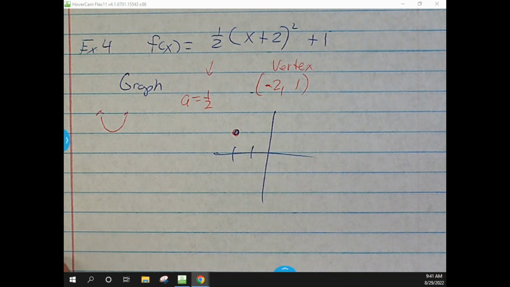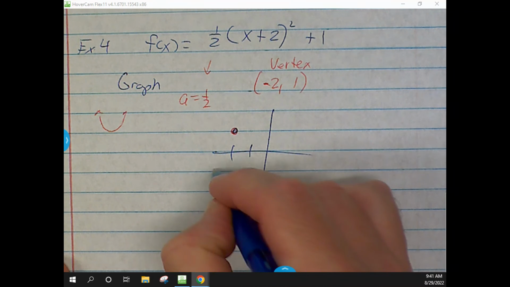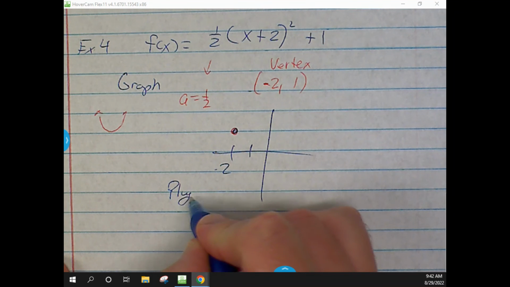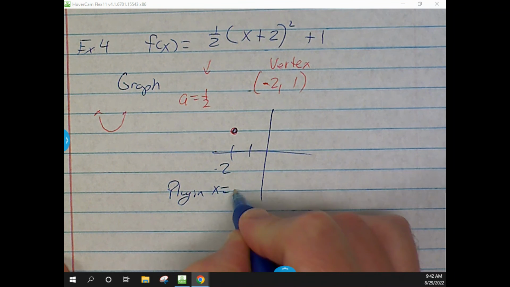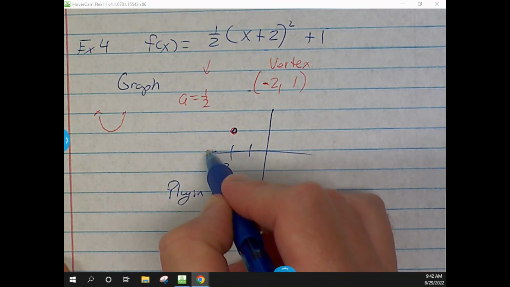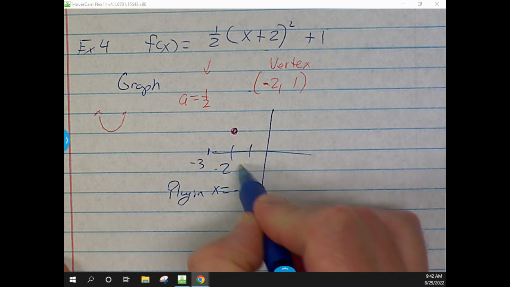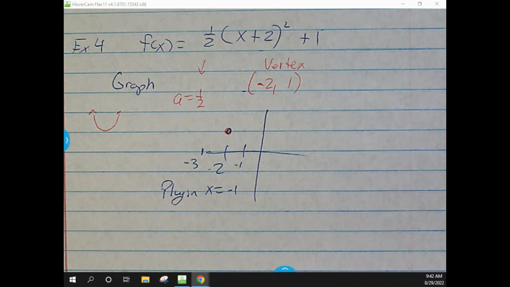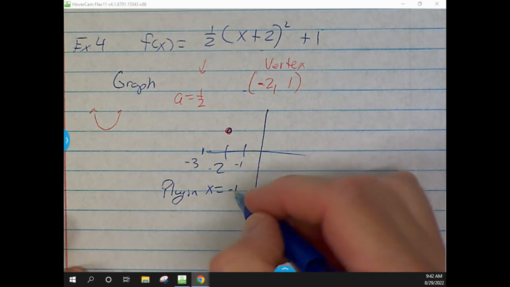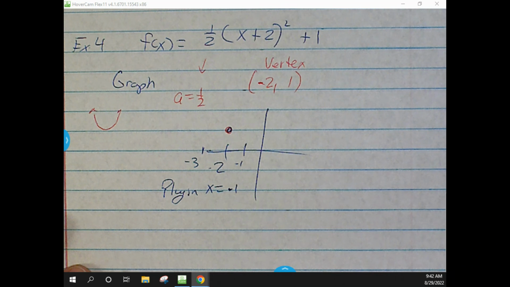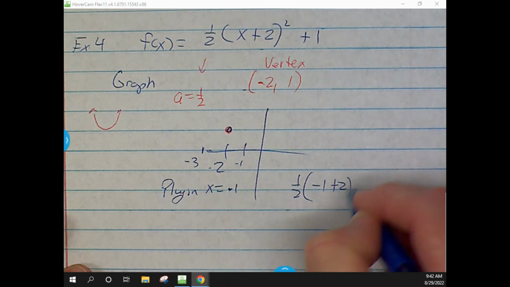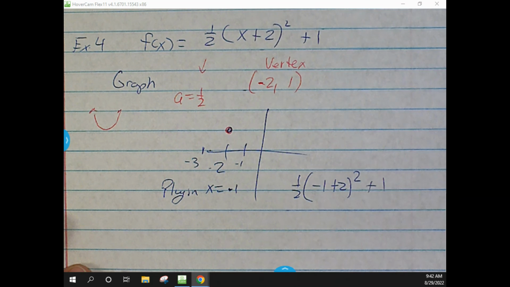This is one where you just have to plug in the next number beside it. So if the x value is at -2, we either have to plug in x equals -1, or if you want to go this way, you can plug in -3. That's your choice. And I'll be honest with you, if you go to the right side, your number should always be positive. So let's go to the right side. Let's plug in -1. So that's 1/2 times -1 plus 2 squared plus 1.